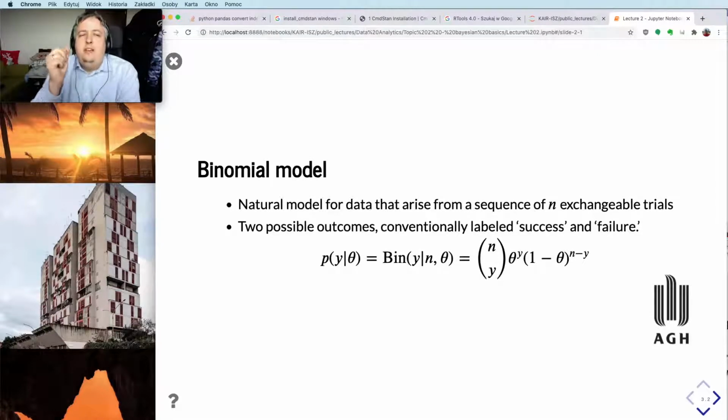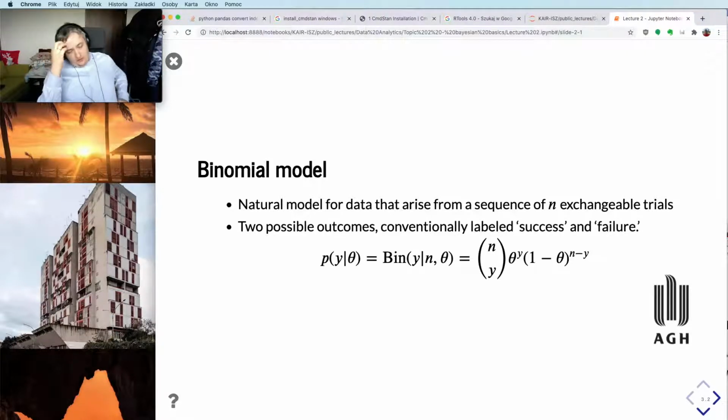The easiest single parameter model to use is the binomial model. The binomial model comes back to the issue of flipping a coin. So what is the difference of generally n exchangeable trials?